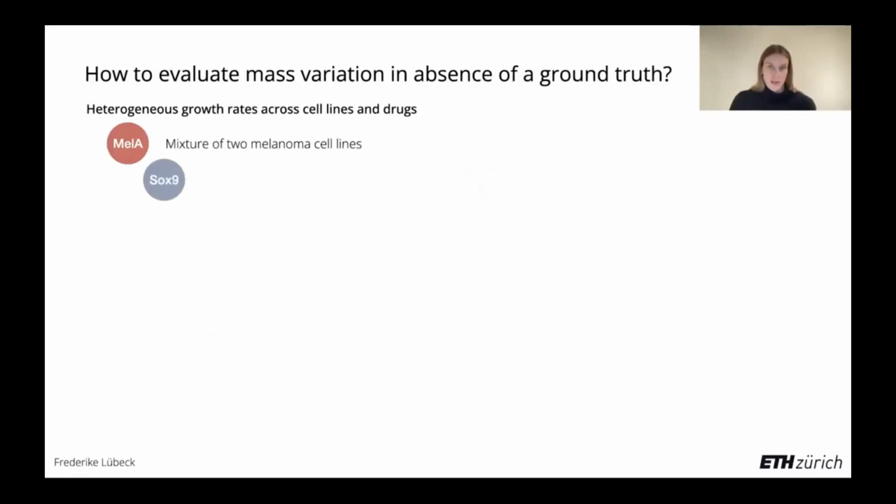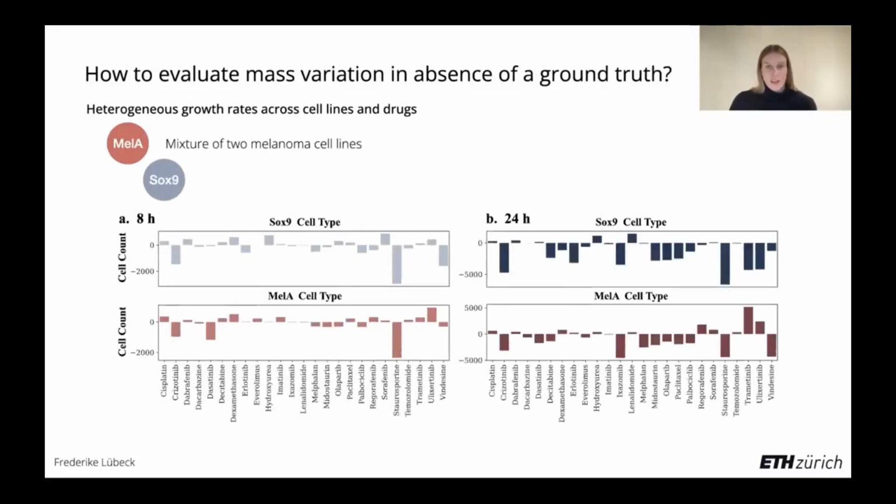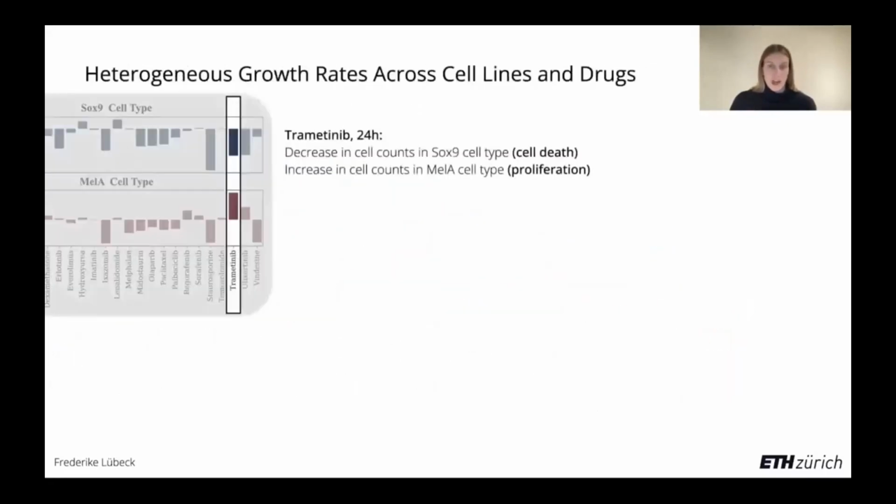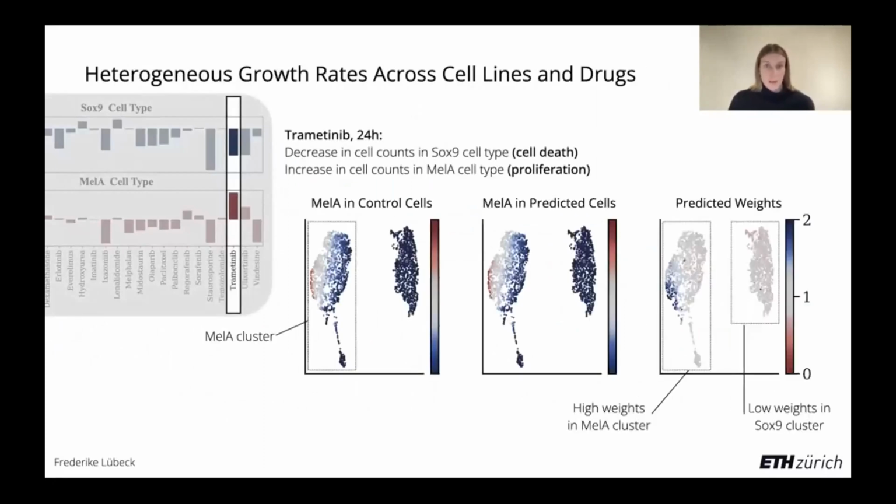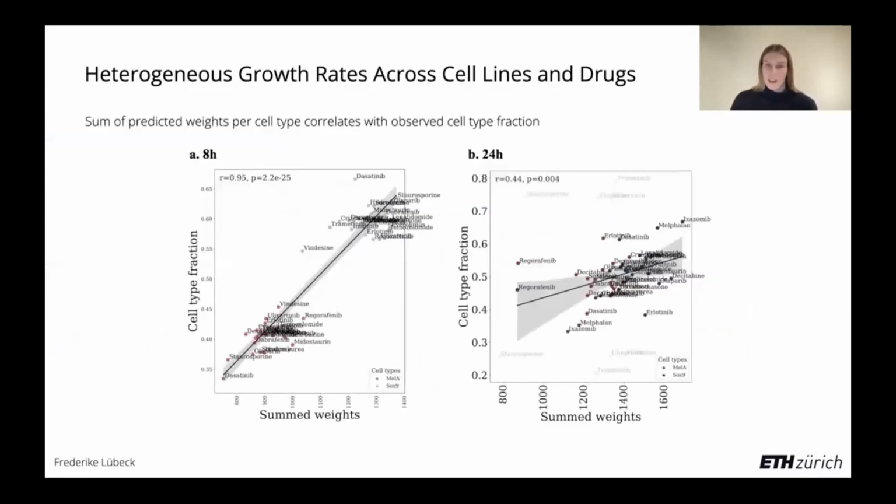In our data, we have two different cell lines, which are characterized by the expression of mutually exclusive protein markers, MEL-A and SOX9, and we observe very heterogeneous changes in cell counts across the cell lines and drugs. For example, for trametinib after 24 hours, we have a decrease in cell counts in the SOX9 cluster and an increase in the MEL-A cluster. Looking at UMAP projections of the cells, we can identify the MEL-A cluster and then see that we accurately predict high weights in the growing cluster and low weights in the shrinking one. Looking at all drugs together, we see a clear correlation in the sum of predicted weights per cell line and the observed change in cell counts.